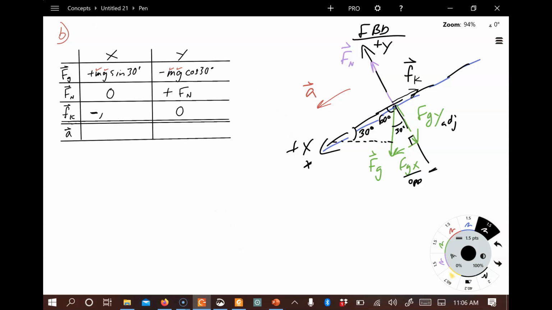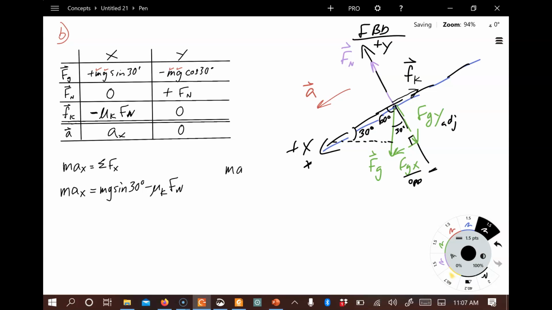Let me go write that correctly. Mu k times Fn. And now for the acceleration, well, it's parallel to the ramp surface. It's only along the x direction, so y is 0. We don't know what ax is, but we'll solve for it. Again, it's time to plug this all into Newton's second law, so I'll do this quickly. Here's Newton's second law in the x direction, so we've got m ax is equal to mg sine 30 degrees minus mu k Fn.